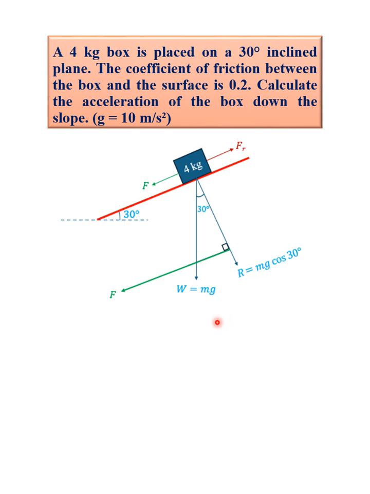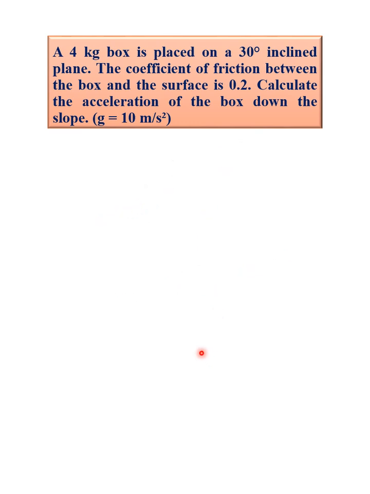Let us start from scratch. Let me take out this figure so that we can start from scratch. The question says a 4 kg box is placed on a 30 degrees inclined plane. This is what it is. This red line is the inclined plane that is placed at an angle of 30 degrees to the normal horizontal surface. And then the 4 kilogram box is placed on the inclined plane. That is what the first sentence represents.